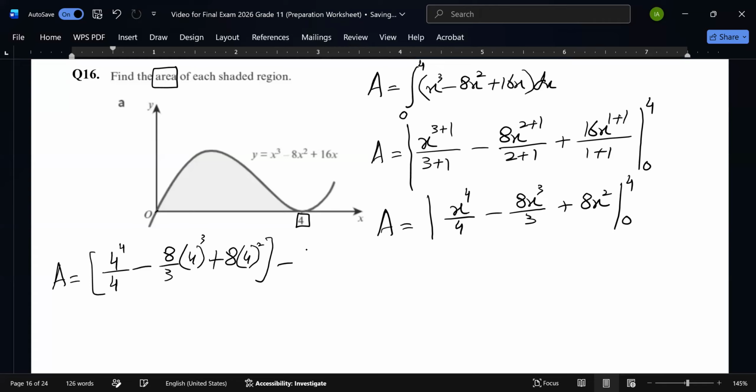Now I substitute the lower limit. Since I substitute the lower limit, all the brackets become 0 and there is no need to show it again and again because every bracket becomes 0. So let's calculate. It's going to be 4 power 3, 64, and 8 times 16.